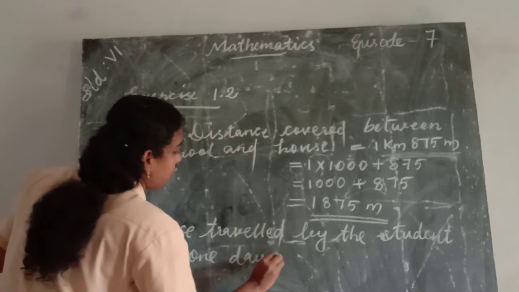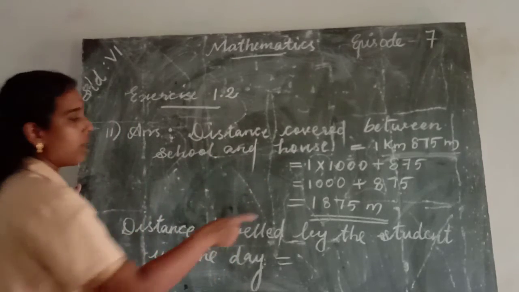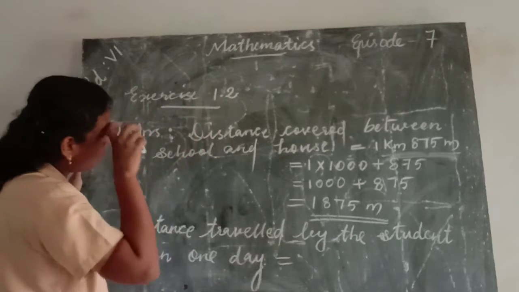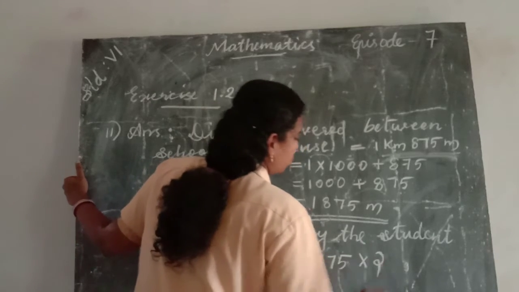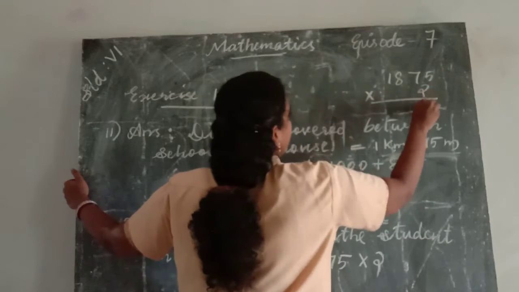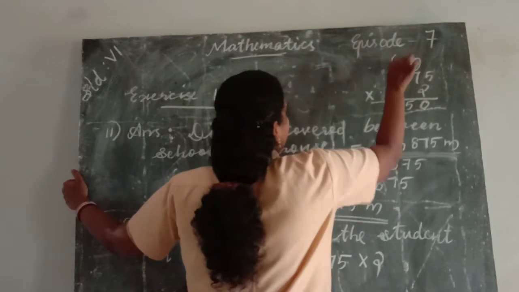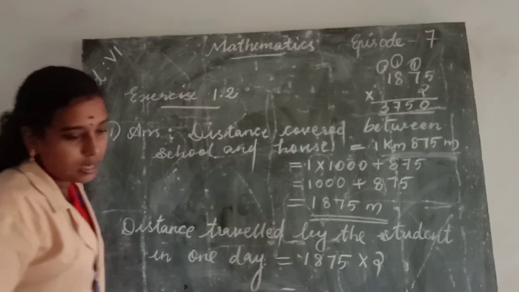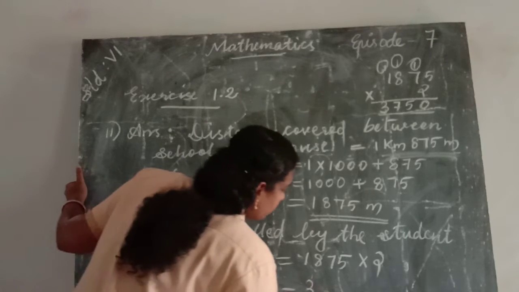For finding the distance travelled in one day, both ways, we multiply 1875 into 2. 1875 into 2: 5 2s are 10, 1 remainder. 7 2s are 14, 14 plus 1 is 15, 5, remainder 1. 8 2s are 16, 16 plus 1 is 17, 7, remainder 1. 1 2 is 2 plus 1 is 3. So the answer is 3750 meter.